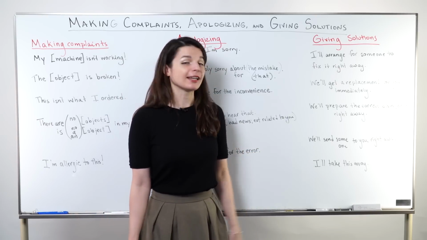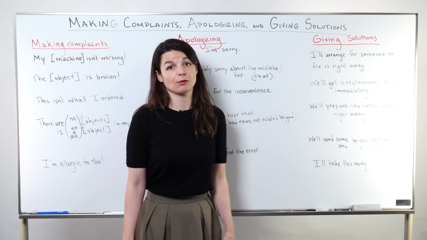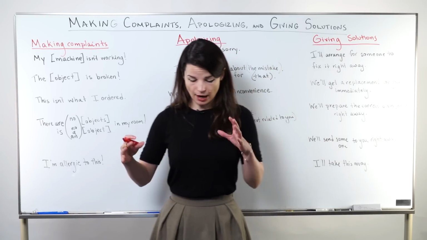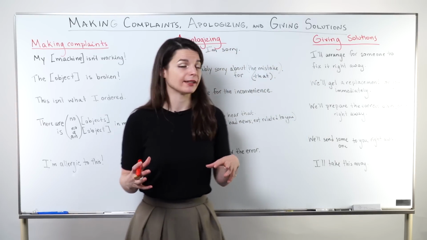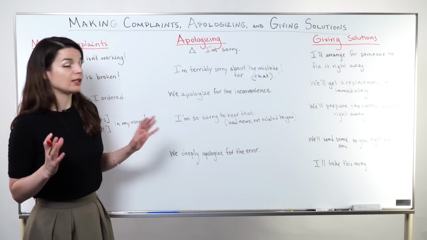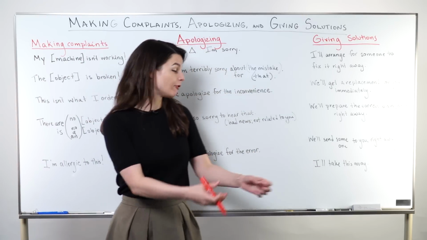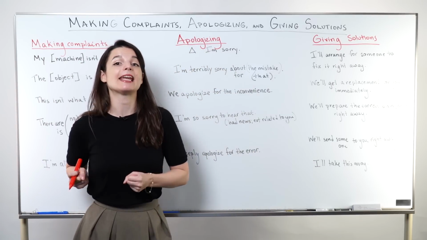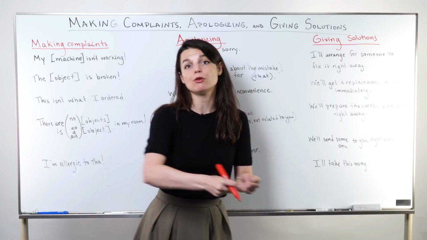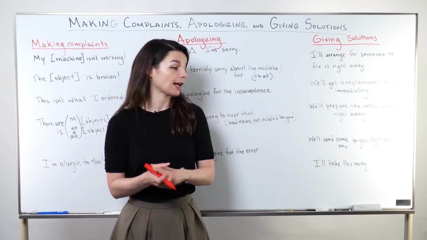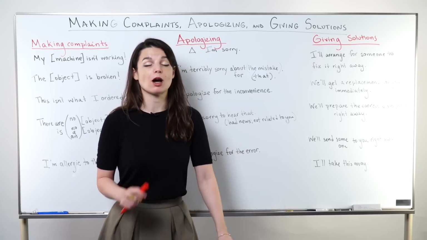Finally, I'll take this away. This is in response to, I'm allergic to this. So I received a dish, and I'm allergic to it. They might say, oh, we deeply apologize for the error. I'll take this away. Or I'm very sorry about the mistake. I'll take this away. That means I will remove this dish from your table or from the place you are sitting. I'll, again, take this away.